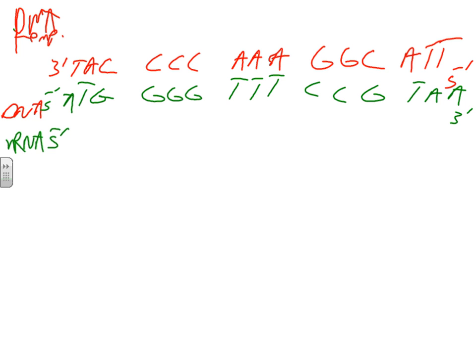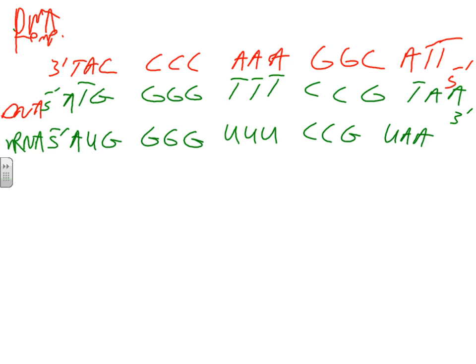So if the template says TAC, our mRNA is going to say AUG. If our template says CCC, our mRNA is going to say GGG. If our template says AAA, our mRNA is going to say UUU. If our template says GGC, our mRNA is going to say CCG. And if our template says ATT, our mRNA is going to say UAA. And it's going to end in what? 3 prime. That's our mRNA sequence.